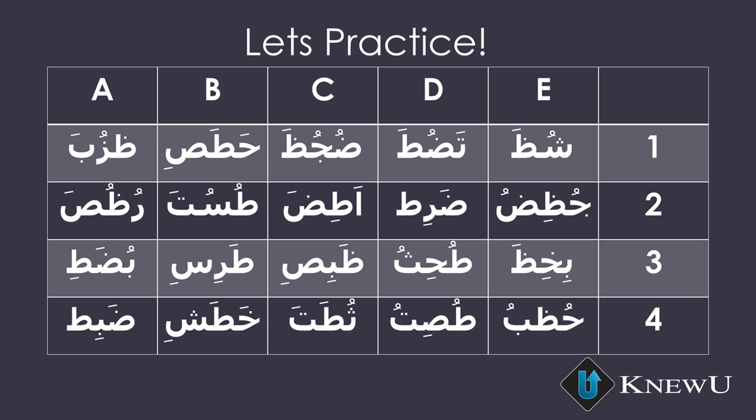E3. Bikhidha. Tuhitu. Vabisi. Parisi. Butadi. Incorrect. Budati. Now we're at E4. Huvibu, if there was a kasra on the va. Huvibu.